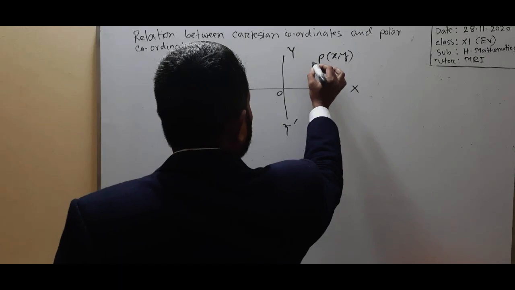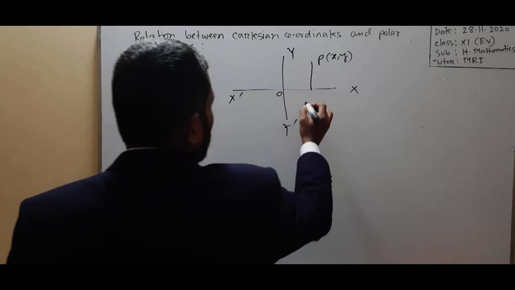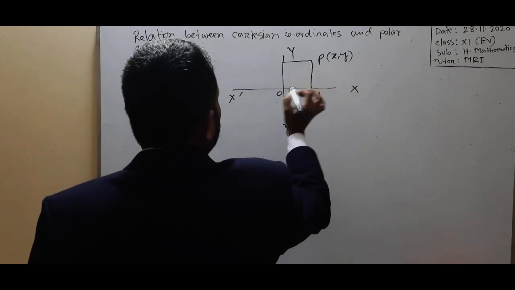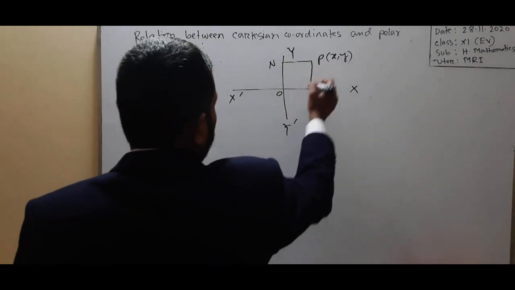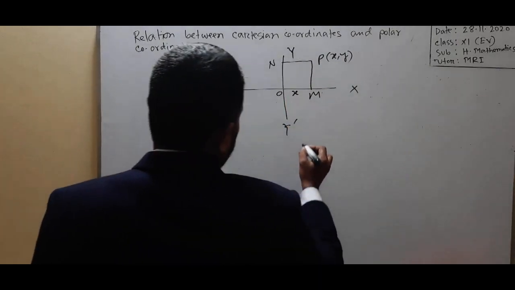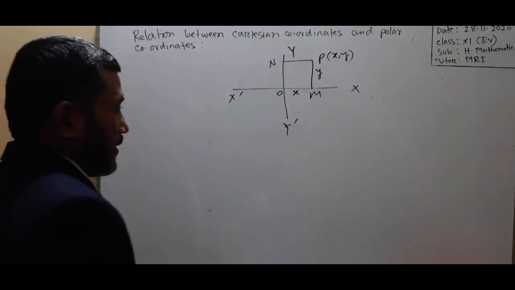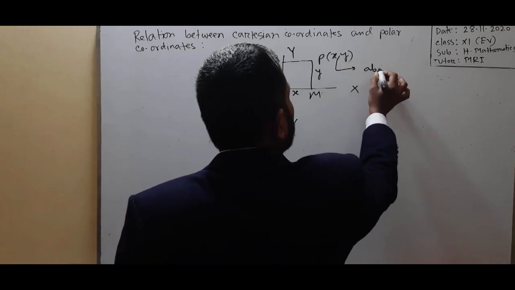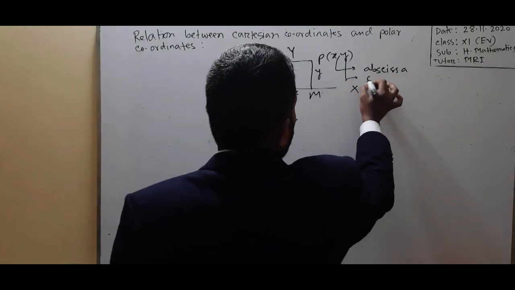Let us draw PM perpendicular to OX and PN perpendicular to OY. The length x here will be OM, and PM, that is ON, is equal to y. Here x is the abscissa and y is the ordinate of this point.